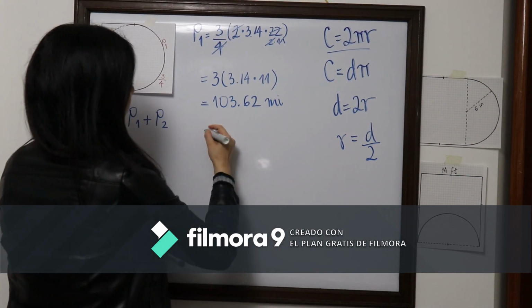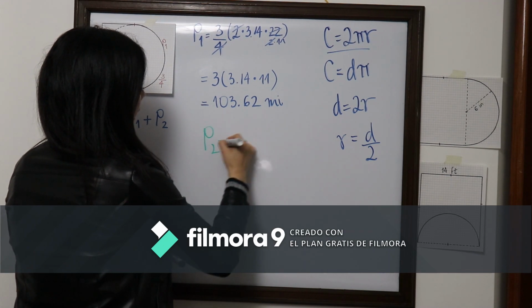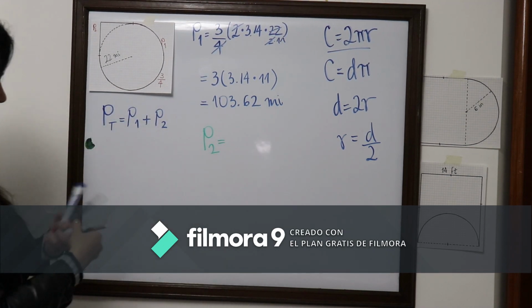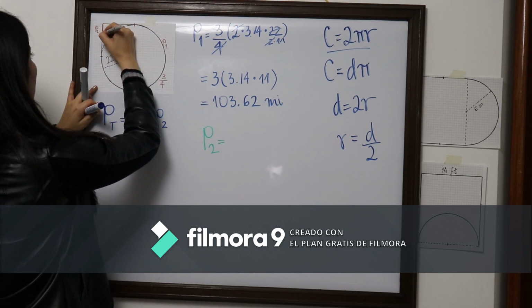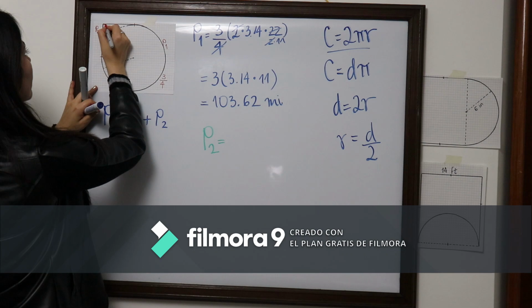And then I'm going to go ahead and try and find perimeter number 2. Now perimeter number 2, as you can tell, is going to be this line over here, right? But also this line over here.